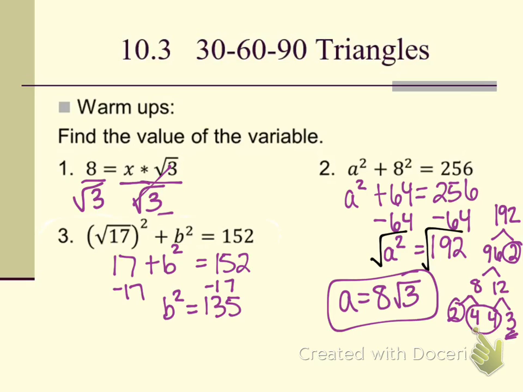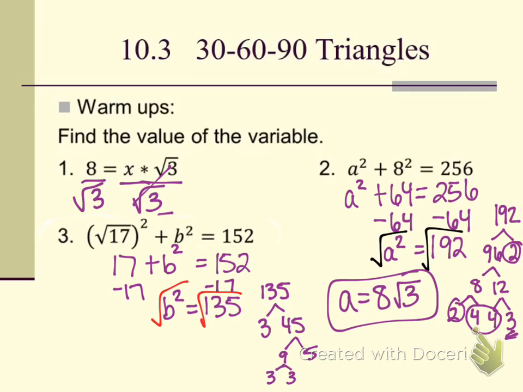Square root both sides. Is 135 a perfect square number? No, it is not. So we need to see if we can break down 135. What could we break 135 into? What can we break it into? 3 and 45. I like that one. What will 45 break into? 9 and 5. 9 breaks into 3 and 3.